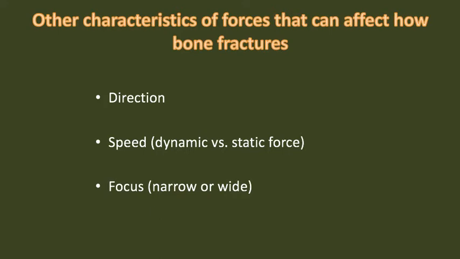For focus, sharp force trauma would have a narrow focus and blunt force trauma would have a wider focus. So someone getting hit with a baseball bat, the focus is going to be different than someone getting hit with an ice pick or something like that. How is the force being applied to the bone? Is it being applied over a wide area or a relatively smaller, narrow area?